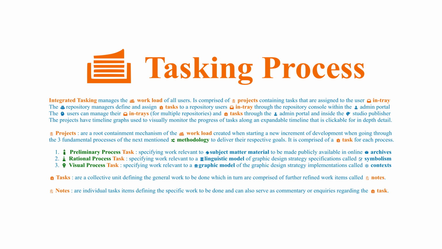Integrated tasking manages the workload of all users. It is comprised of projects containing tasks that are assigned to the user in trays. The repository managers define and assign tasks to the repository users in trays through the repository console within the admin portal. The users can manage their in trays for multiple repositories and tasks through the admin portal and also in the Studio Publisher. The projects have timeline graphs used to visually monitor the progress of tasks along an expandable timeline that is clickable for in-depth detail.